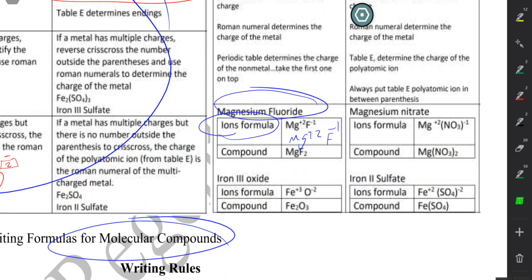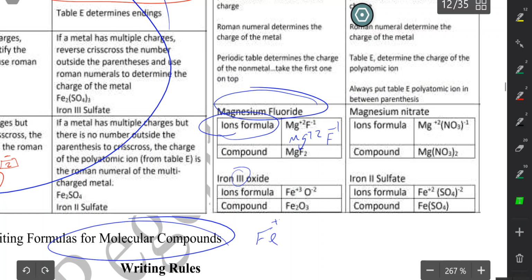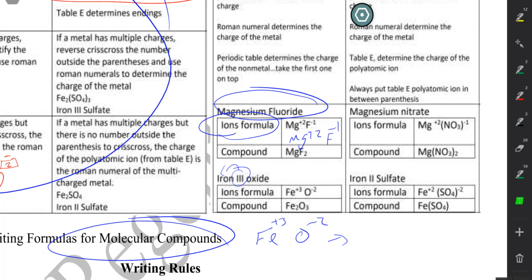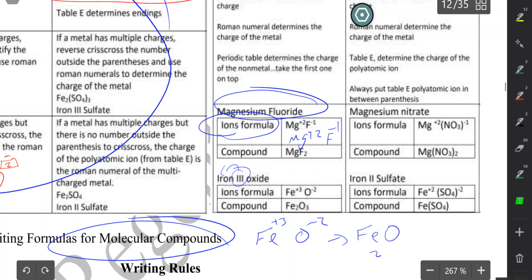Okay. For iron 3 oxide, same thing, but now you have the charge given to you. So this is Fe. The charge of iron is +3. They specified it for me. The Roman numeral will always be the charge of the metal. And then oxygen, you can get the charge of oxygen from the periodic table, and that's -2. You crisscross, and remember, you crisscross the numbers, you don't crisscross the charges. You don't crisscross positive or negative, you only crisscross the 2 and the 3 in this case. So you'll get Fe2O3.